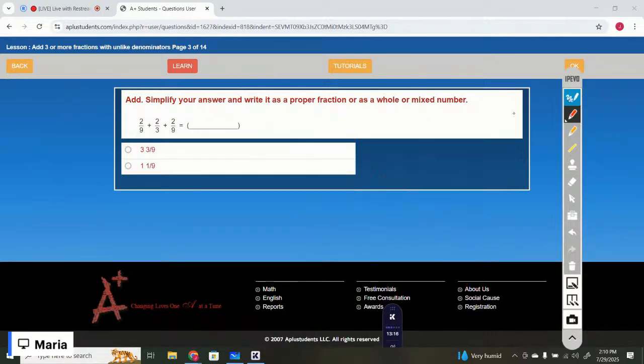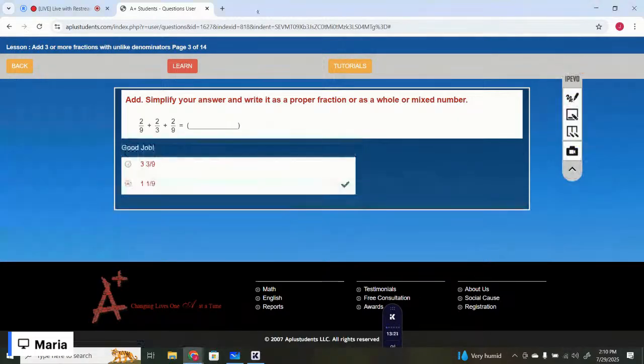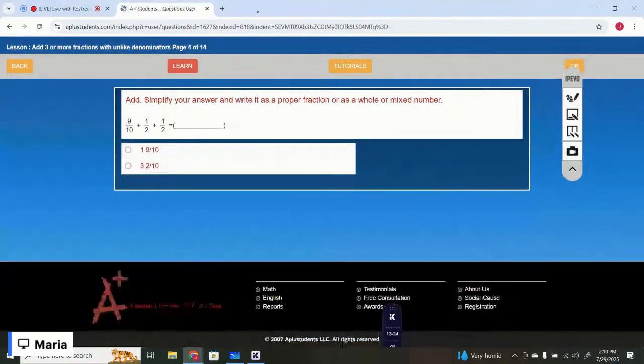Option number 2 is the correct option. That would be 1 whole 1 over 9. Next, 9 by 10 plus 1 by 2 plus 1 by 2.